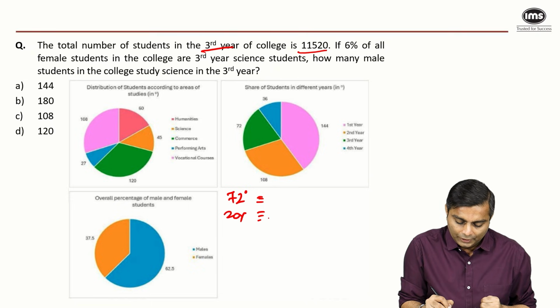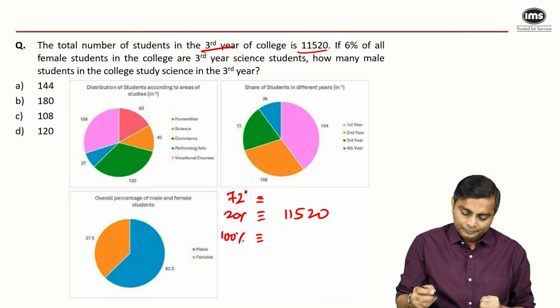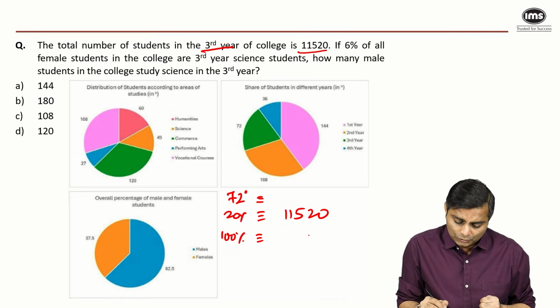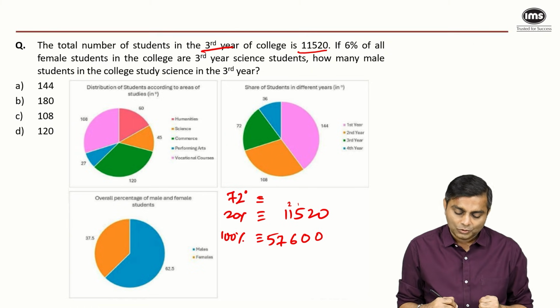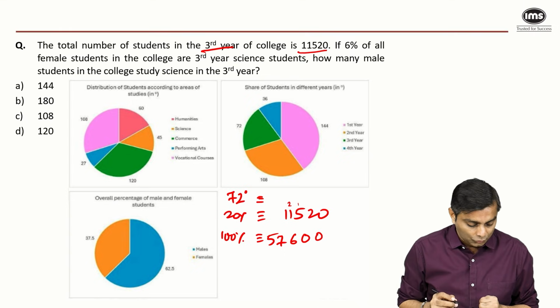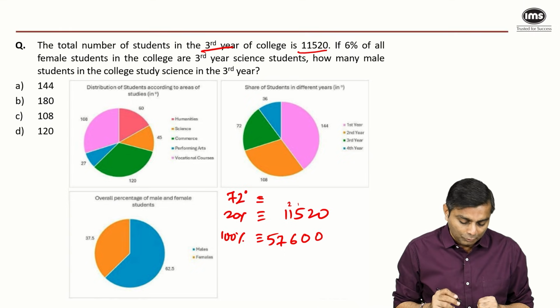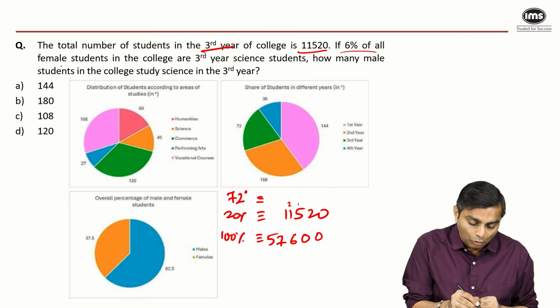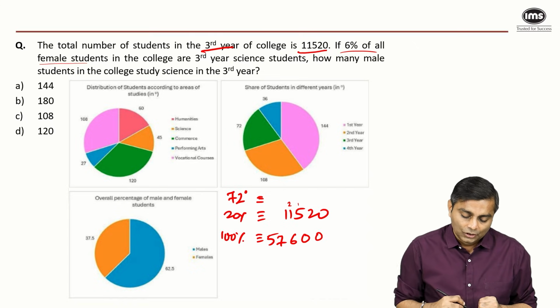That is equivalent to 11,520. Therefore 100% will be equivalent to what? Into 5. Correct? So 0 into 5 is 0, 2 into 5, 10 with 1 carry, 5 into 5, 25 plus 1, 26 with 2 carry, 5 plus 2, 7 and 5. So 57,600 is our total. This is our total number of students. Now what do we need to find? They've said 6% of all female students in the college are third year science students.